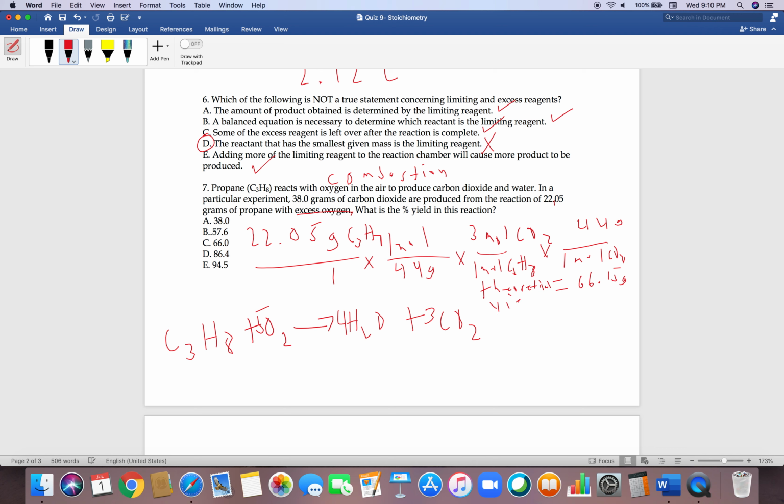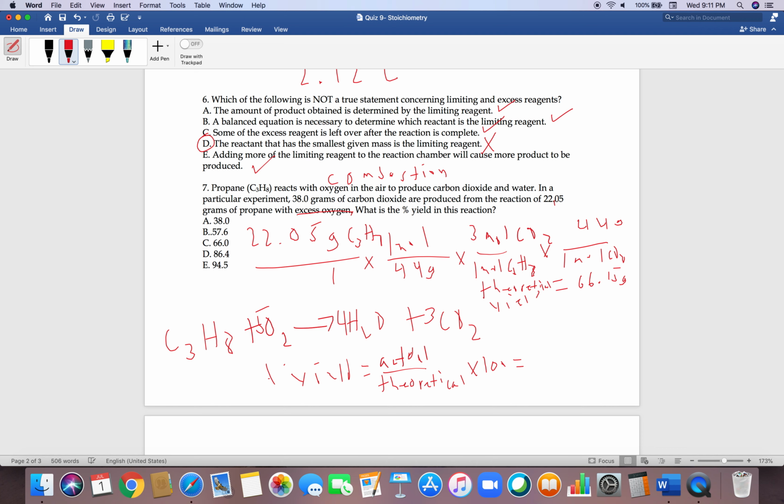The percent yield is what we're looking for, and that equals actual yield, meaning what we actually made in the lab, over what we theoretically can make. So your actual yield should never be more than your theoretical yield, and that's times 100.